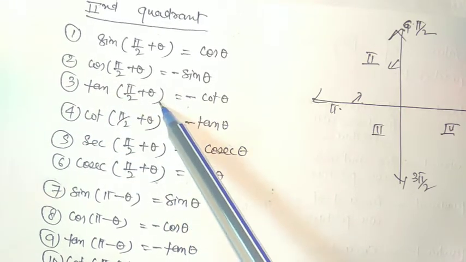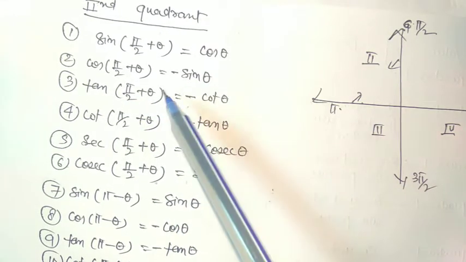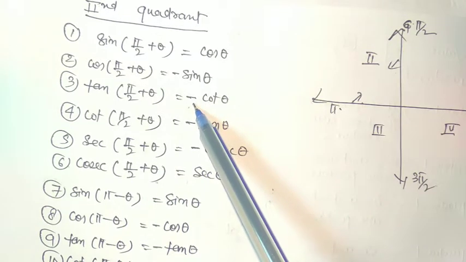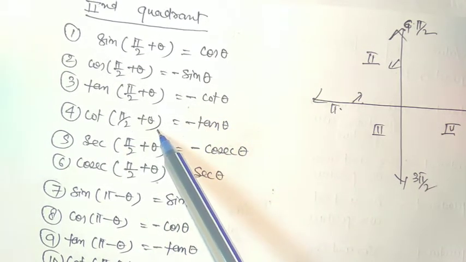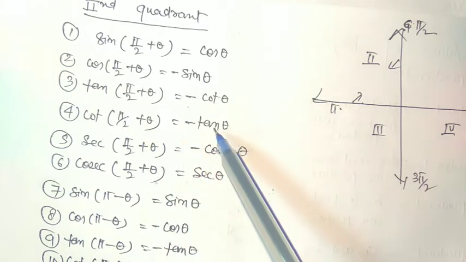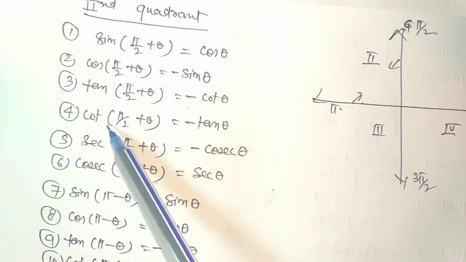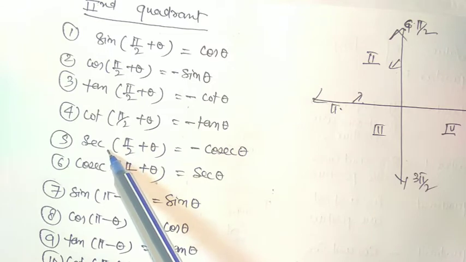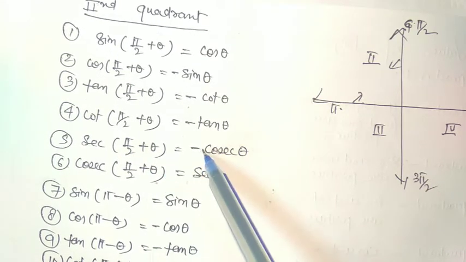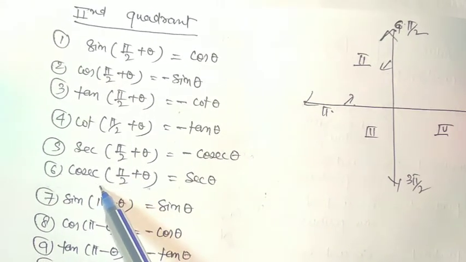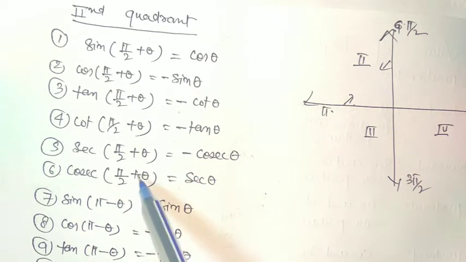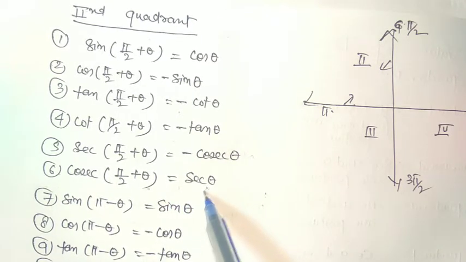Similarly, tan pi by 2 plus theta. So tan will be converted to cot, since here it is odd multiples of pi by 2, but the sign will be negative. Again, cot pi by 2 plus theta. So it is equal to minus tan theta, since cot is negative in second quadrant. And it will be converted to tan because here it is odd multiple of pi by 2. Similarly, we can write sec pi by 2 plus theta is minus cosec theta. But in case of cosec, it is positive in second quadrant, and cosec pi by 2 plus theta is sec theta. So it will be positive.